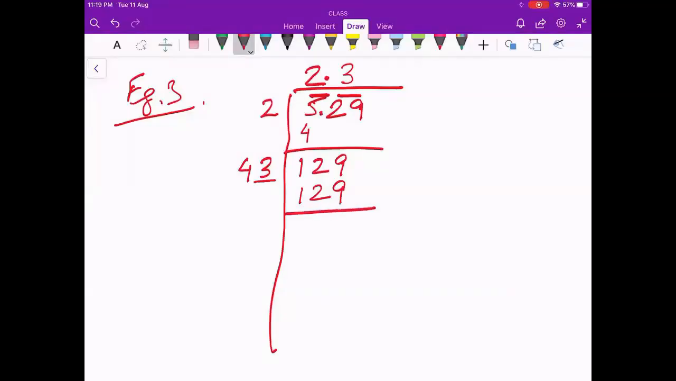So we get the remainder as 0 here. And as the remainder is 0, that means we have got the final answer, which is root of 5.29 is equal to 2.3. That is the answer.